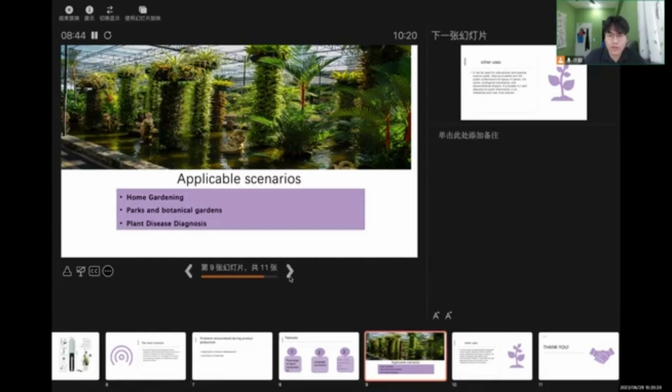In plant disease diagnosis, the plant translator can help farmers, horticulturists, and plant protection workers detect and diagnose diseases in plants. By analyzing the sounds or chemical signals released by plants, it can provide information about things like pathogen infection, nutrient deficiencies, or environmental stresses. This helps to detect health problems in plants early and take appropriate treatment measures.